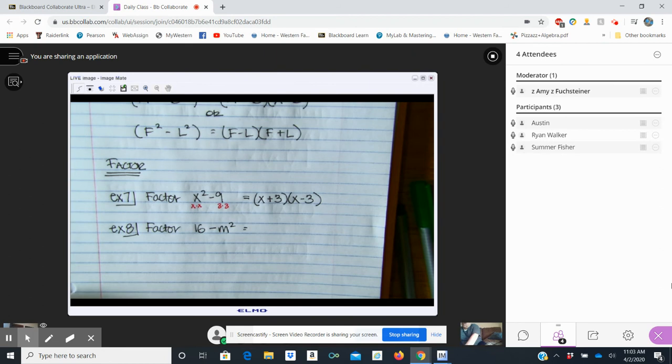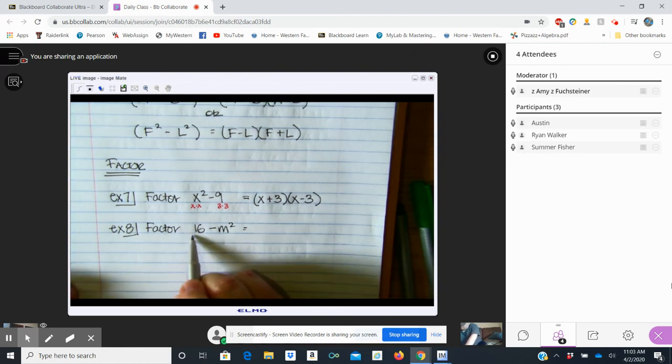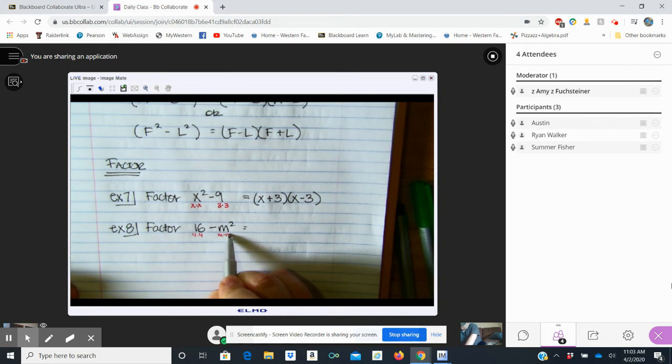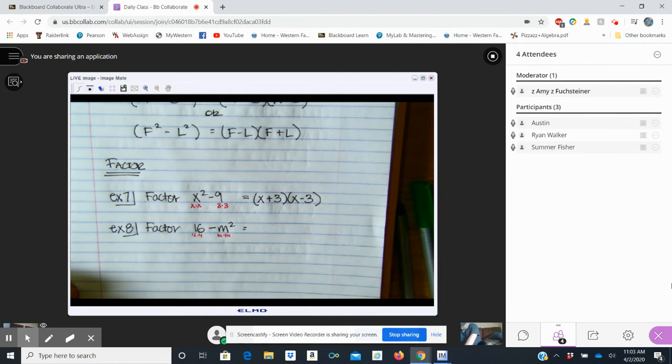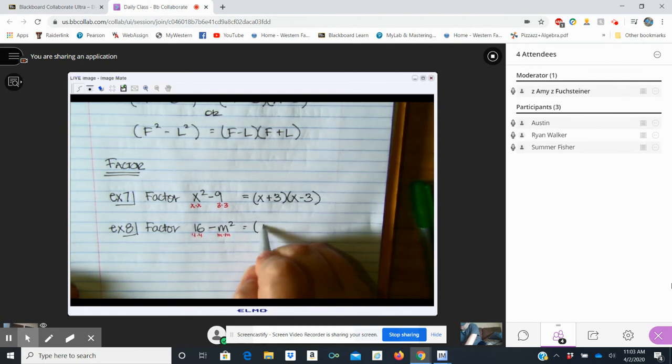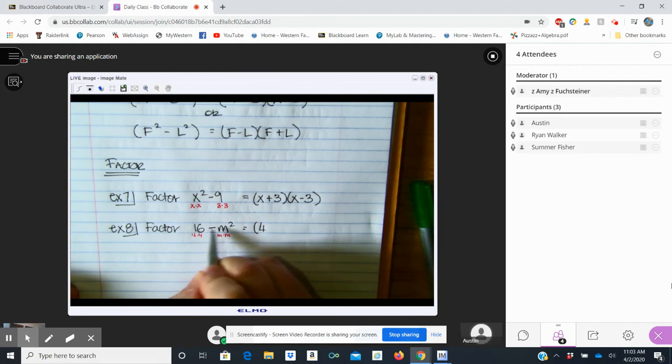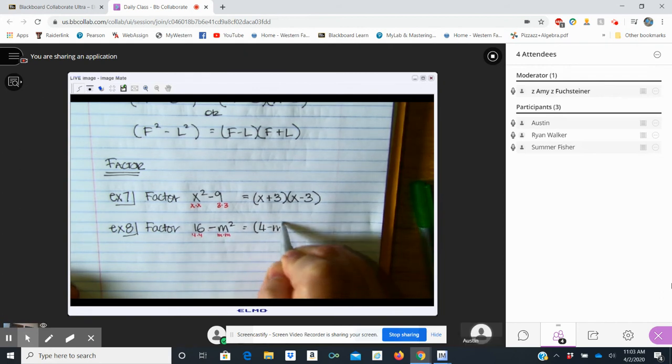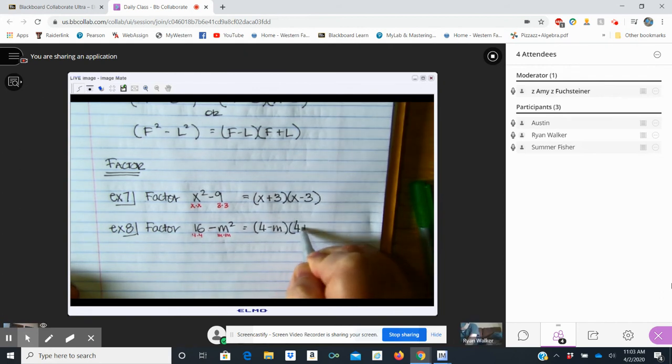We had to factor 16 minus m squared. 16 is 4 times 4. M squared is m times m. This is the difference of two squares. So I have two different factors, 4 minus m, 4 plus m.